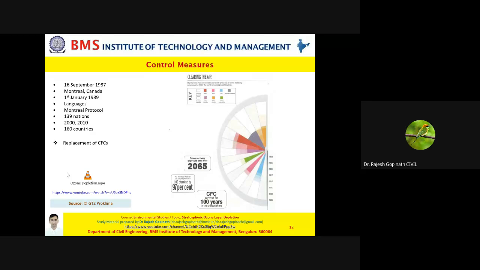So what does this protocol say? The protocol says that from 2000, no developed countries shall engage in production of CFCs. From 2010, no developing countries shall produce CFCs. This was a decision which was taken in the Montreal Protocol. Now, even if these actions are in place, we can only expect ozone recovery by 2065. Please remember, CFC molecules have a lifespan of 100 years. You cannot control ultraviolet radiation, but yes, we can control the production of CFCs.